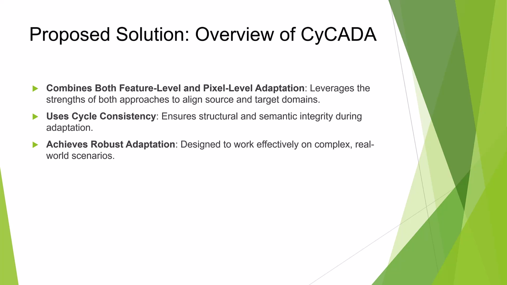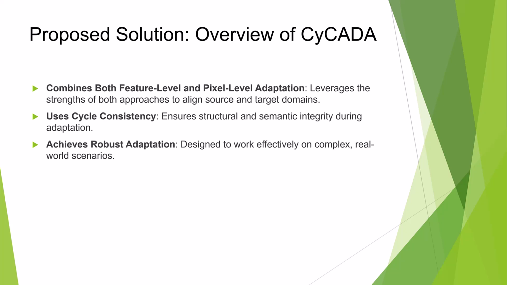Now that we've outlined the challenges of domain adaptation, let's look at a solution that addresses these problems, which is our paper CyCADA. It combines the best of both worlds by using feature-level and pixel-level adaptation techniques. On one hand, it transforms the appearance of source images to match the style of the target domain, while on the other hand, it aligns internal features to ensure that they are consistent across domains.